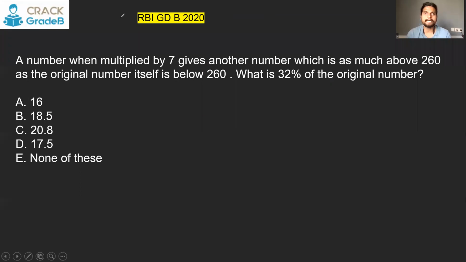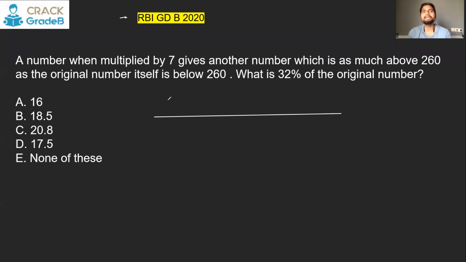Let's see one more. Now this is a question that they asked in RBI Grade B 20. A number when multiplied by 7 gives another number which is as much above 260 as the original number itself is below 260. Now the language might be a little tricky, but what it means is 260 is the average of these two numbers. Let's see how.